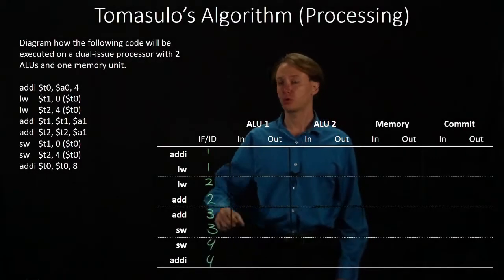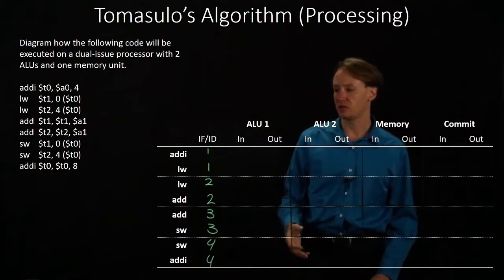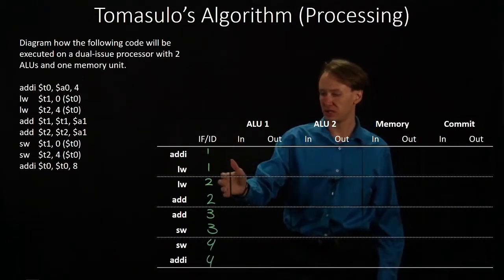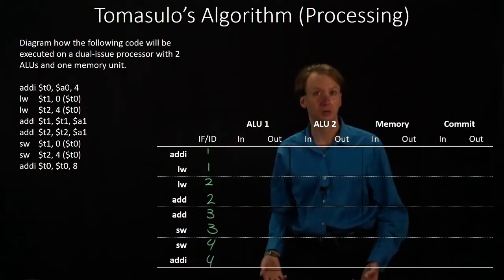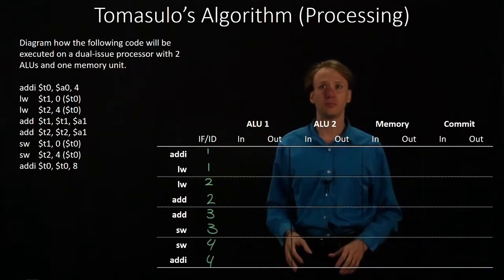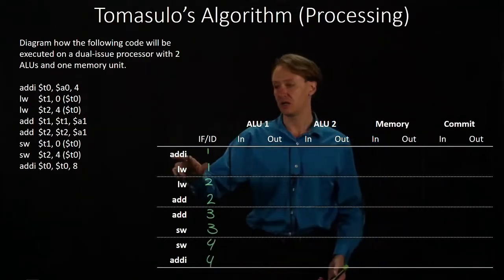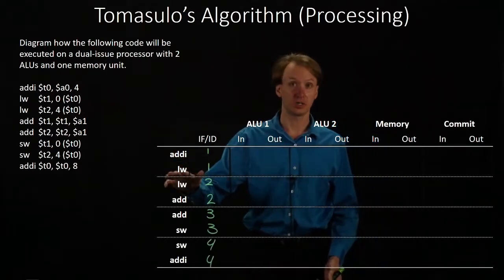For this example, we're going to be working with this set of code. As before, we've got a dual issue processor, so we'll be issuing 2 instructions every cycle. So I've filled those in. We're just not going to worry about those too much. In our first cycle, we get in an add immediate and a load word instruction.